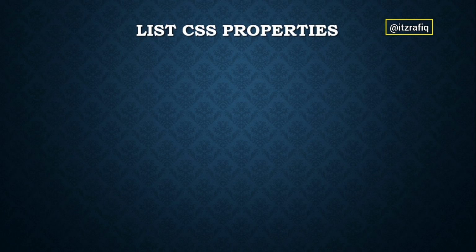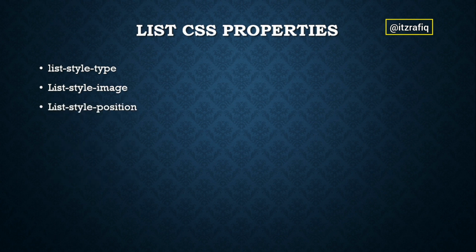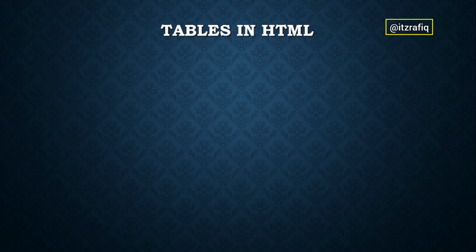List CSS properties. Here we are getting some CSS properties to decorate our list. First one is list-style-type. Here we'll define what type of list we want, whether ordered or unordered list. List-style-image: here we can define, instead of bullets, some images to put inside the list. List-style-position: there we can set the position of the list, whether I want the bullets outside or inside.